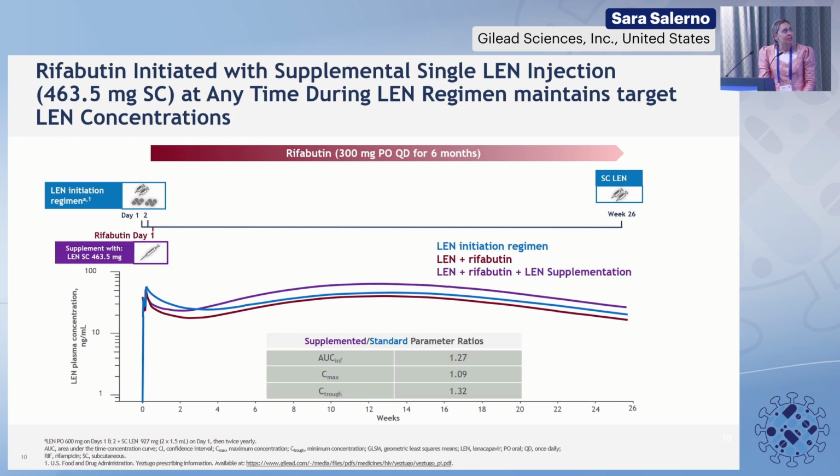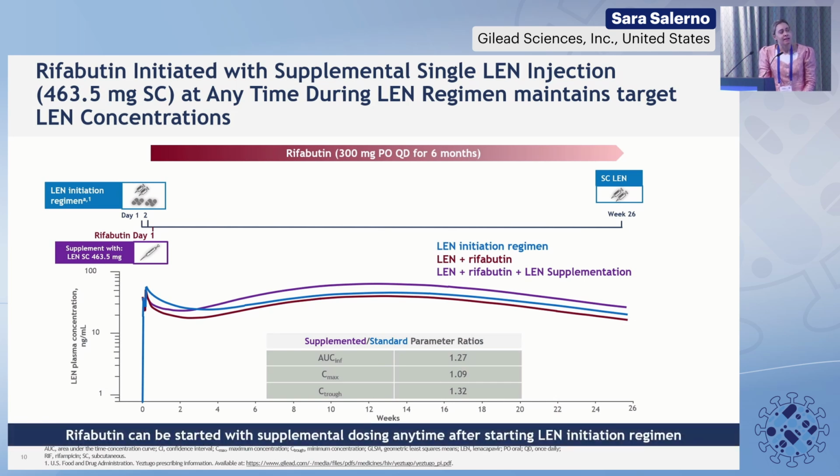So on the day that the LEN initiation regimen starts, on day 1, we start rifabutin, and we also co-administer a supplemental LEN injection of 463.5 milligram. This is just 1 vial of the standard 2 vials that we typically give for LEN in the initiation regimen. And you can see that the supplementation in purple results in slightly higher but overall similar concentrations to the LEN initiation regimen alone. The take-home point is that rifabutin can be started with supplemental dosing of 463.5 milligram anytime after starting the LEN initiation regimen.